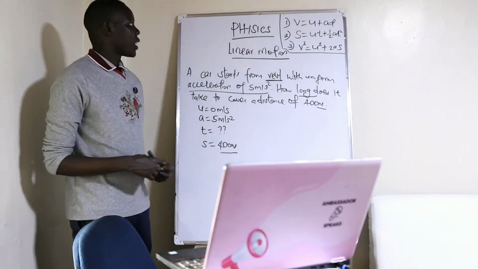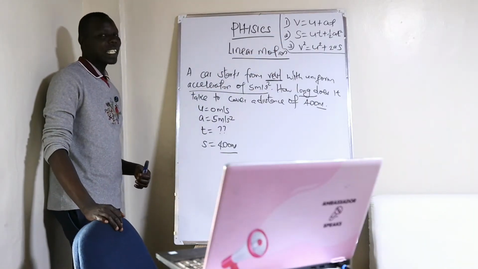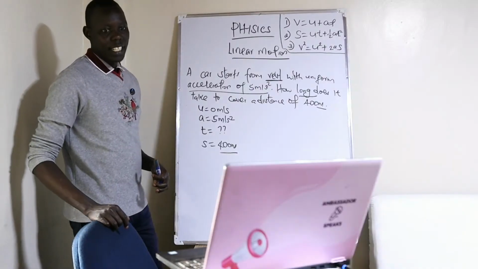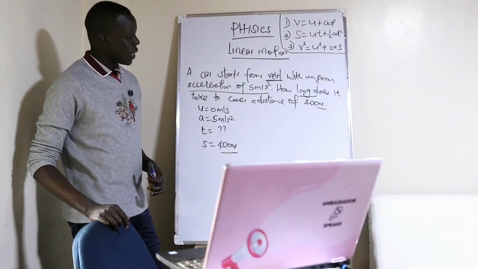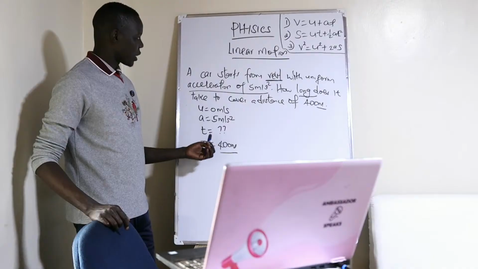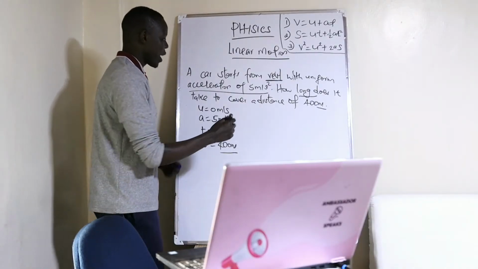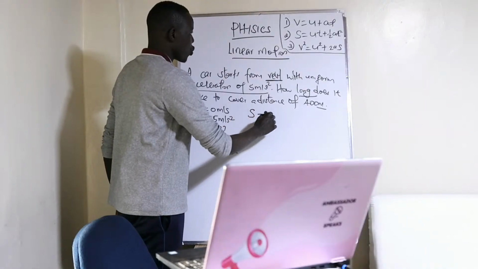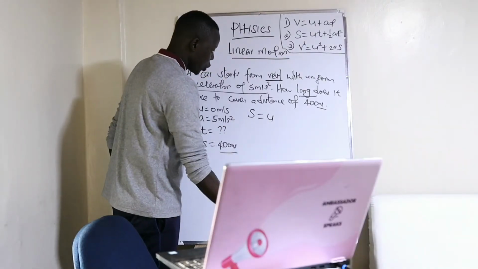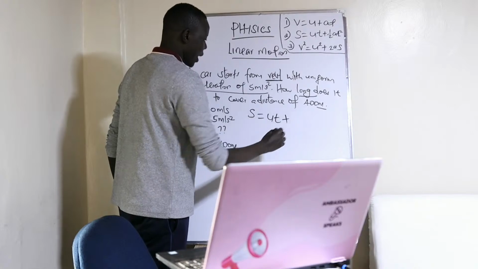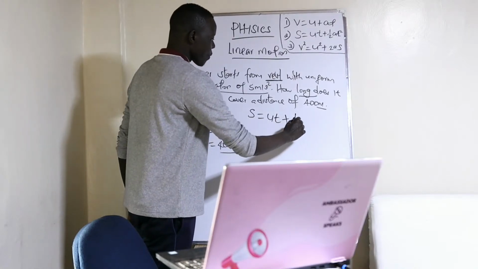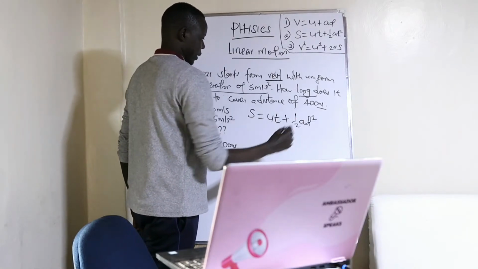What about the first one? The first one has a place for v, that is the final velocity, and we don't have a final velocity in our question. So we will say s is equal to ut plus half at squared.